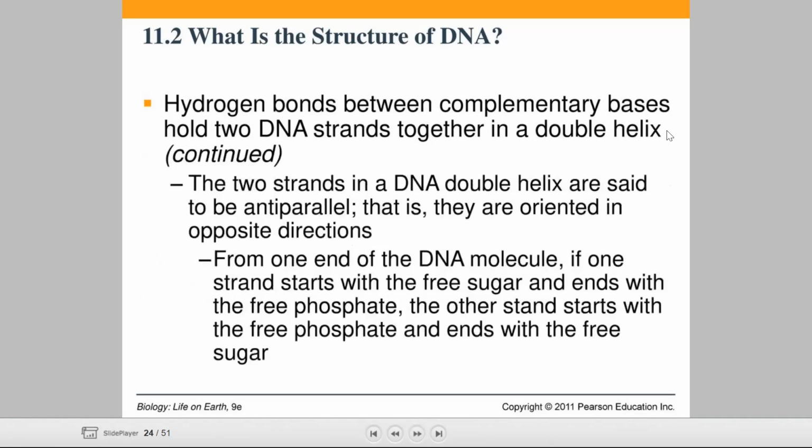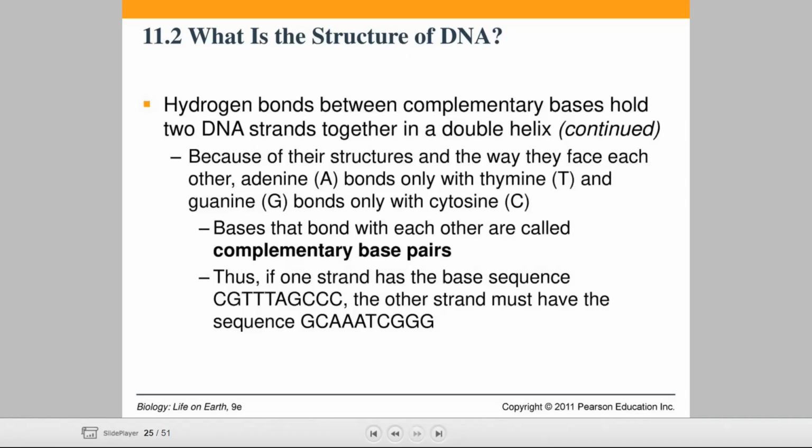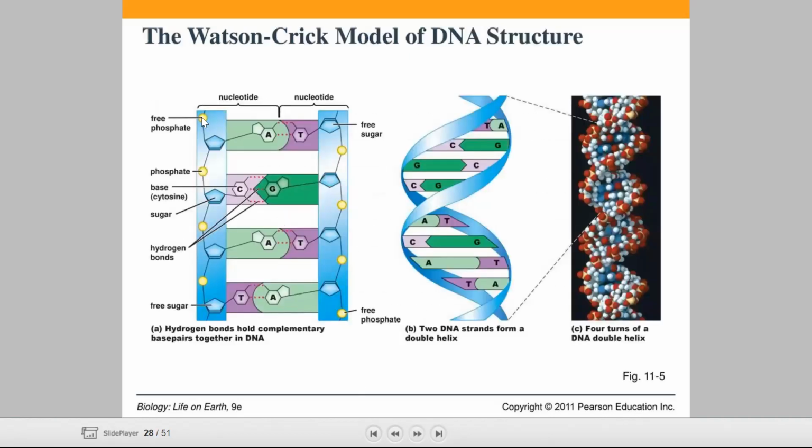Hydrogen bonds between complementary bases hold two DNA strands together in a double helix. The two strands in a DNA double helix are said to be antiparallel. What is antiparallel? It is oriented in opposite directions. Later on, I'll show you the picture. From one end of the DNA molecule, if one strand starts with the free sugar and ends with the free phosphate, the other strand starts with the free phosphate and ends with the free sugar. So here, free phosphate to free sugar, and this one, free sugar to free phosphate. So the orientation is said to be antiparallel.